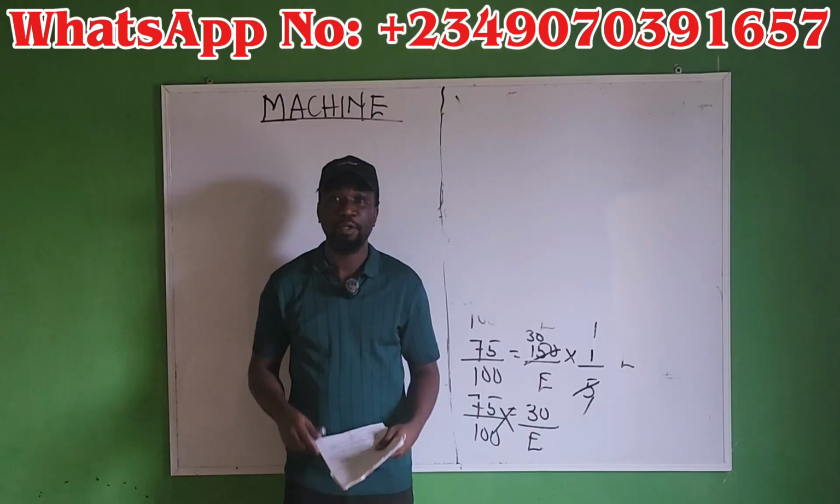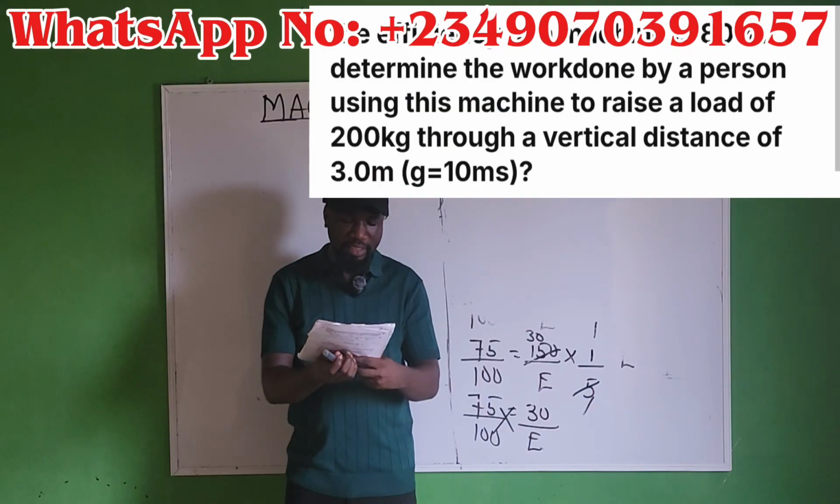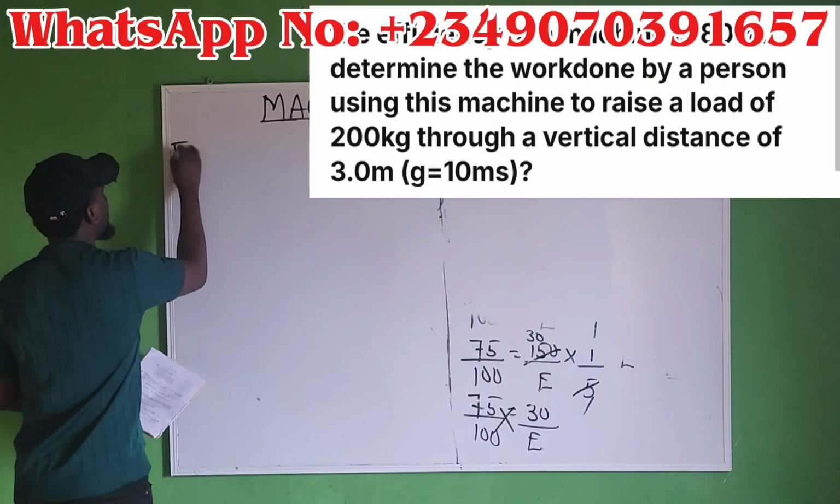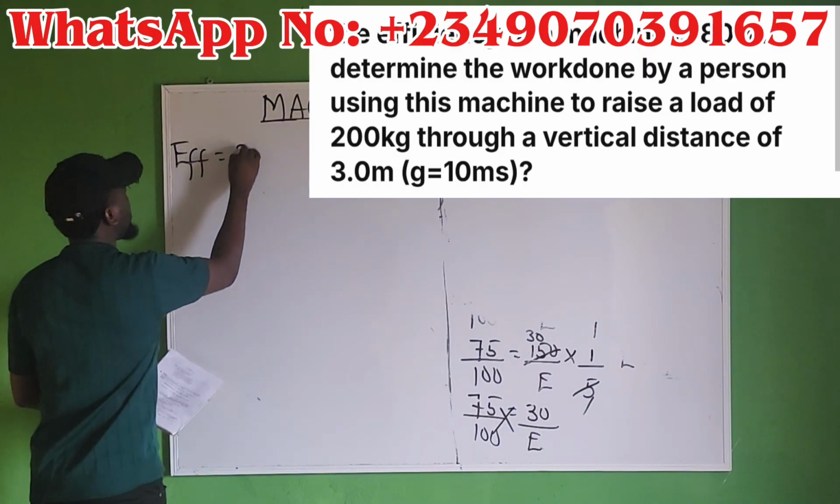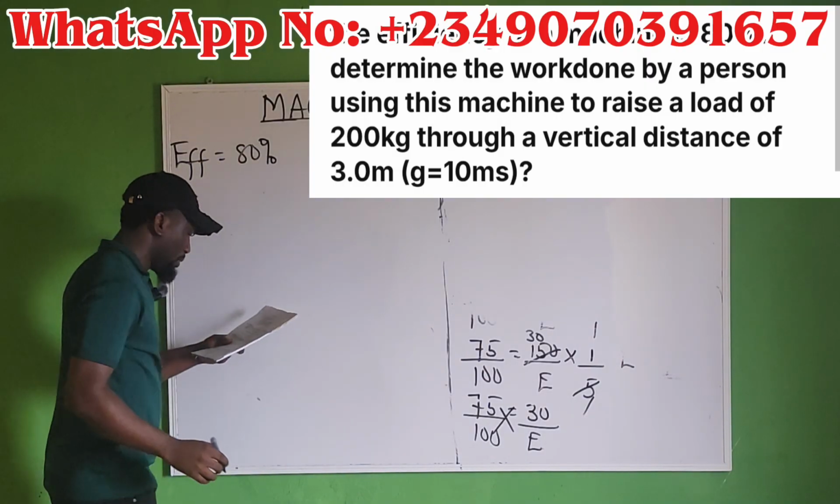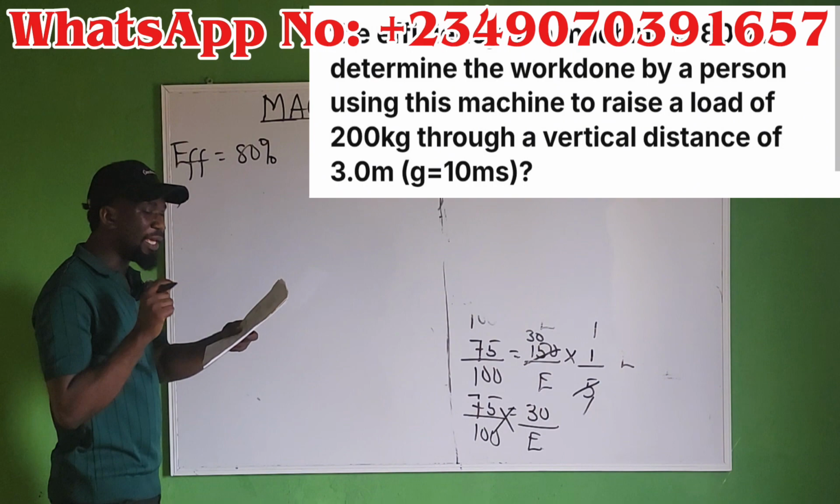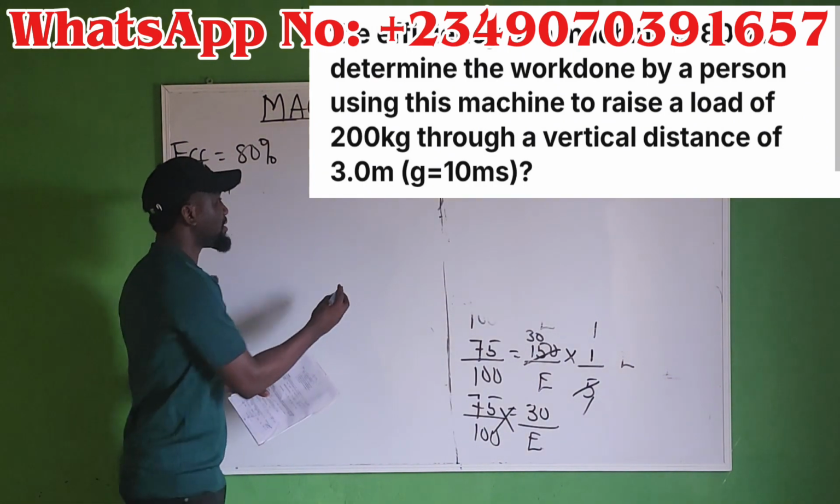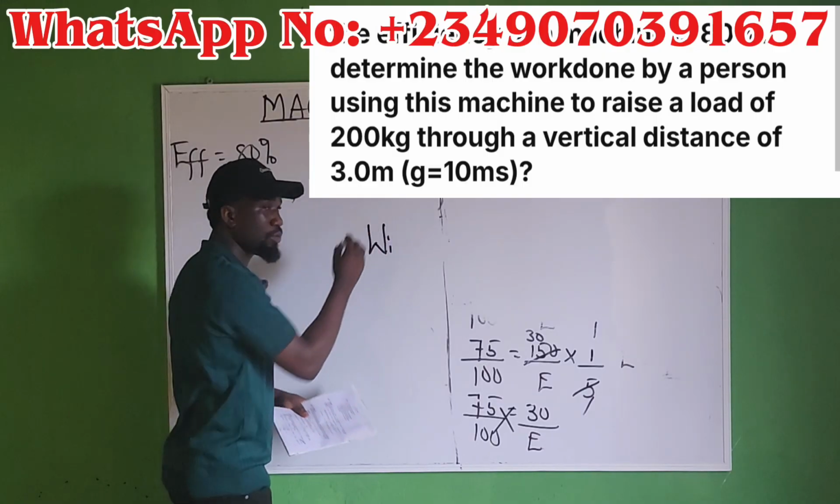Thank you very much. So the next question says that the efficiency of a machine is 80%. Determine the work done by a person. What does that mean now? Work done by a person, it represents work input.